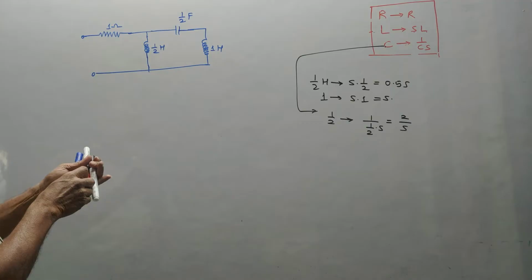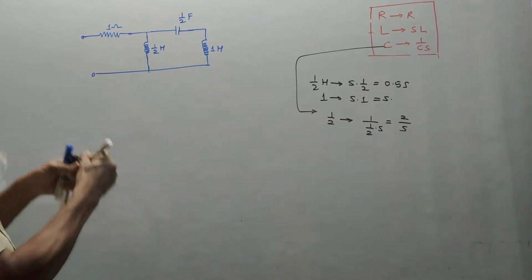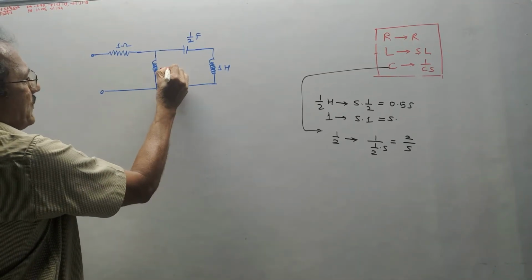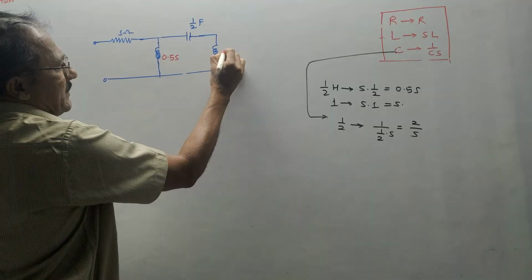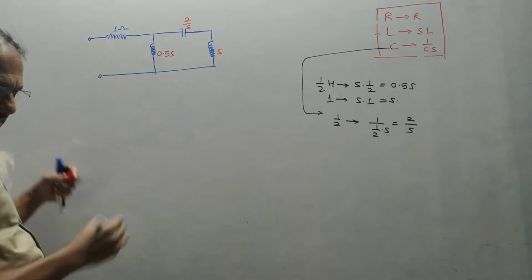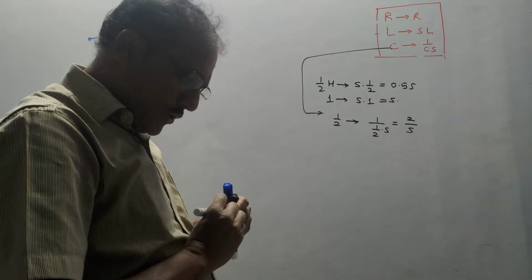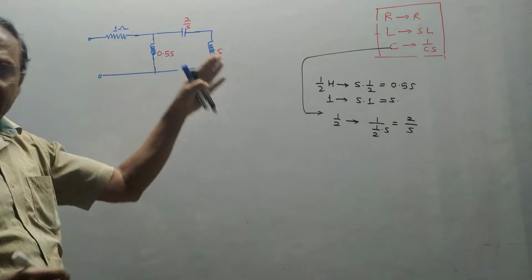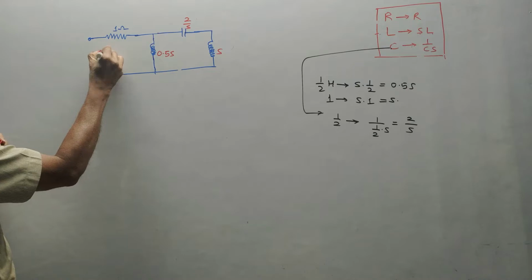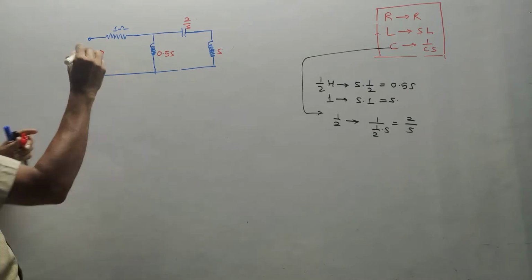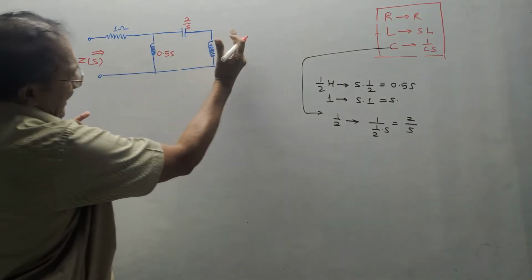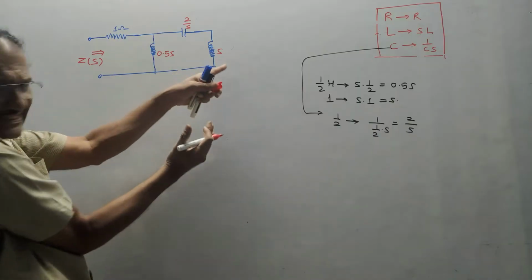Now after converting these values into Laplace, you need to draw the new diagram. Presently I am writing the values of Laplace equivalent in the same diagram. So this inductor becomes 0.5 S. This inductor becomes only S. This capacitor becomes 2/S. So these are the values we obtain after transforming the elements using Laplace transformation. Now this is the part from where you have to calculate the driving point impedance. So like the previous sum, you need to do the calculation from the remaining end, that is from this end.